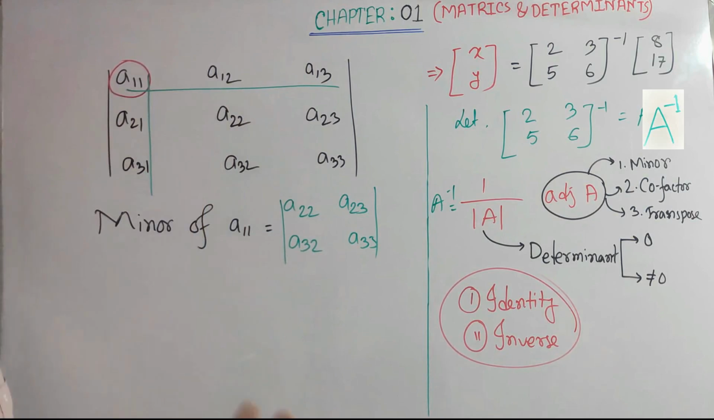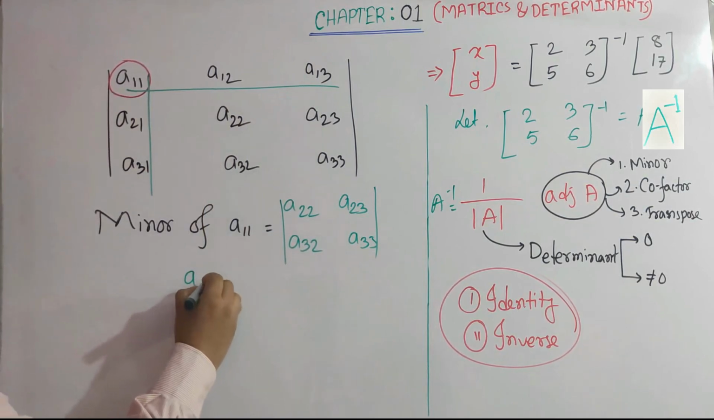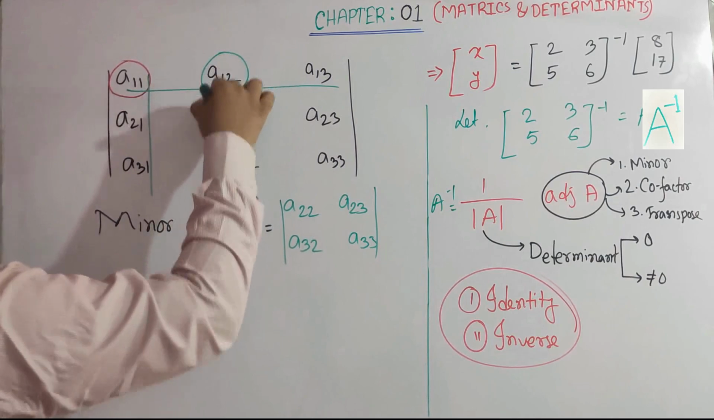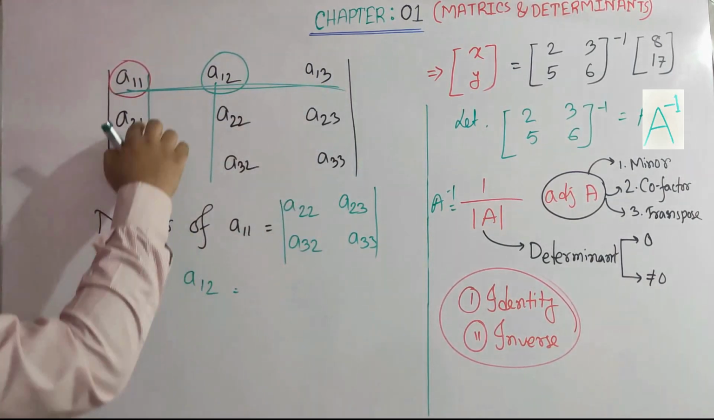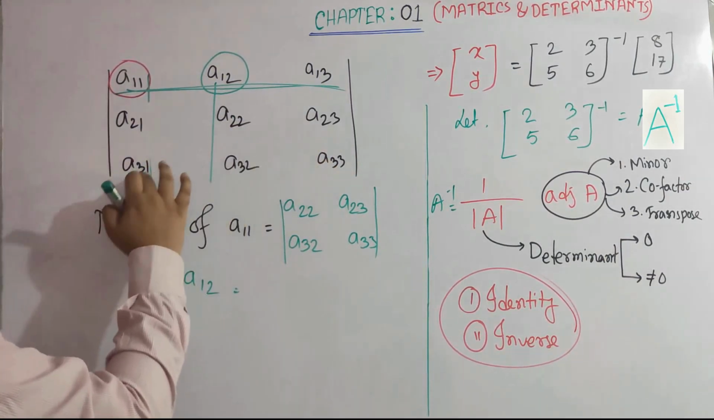Similarly, what about A12? When we are talking about A12, that means this column and this row will be gone, so there will remain this and this.